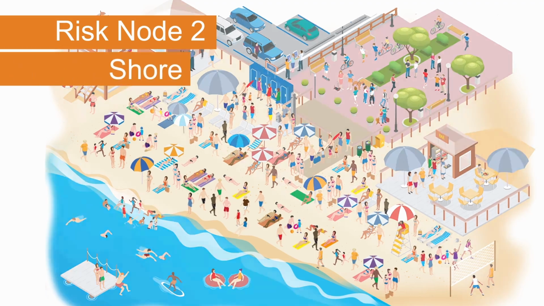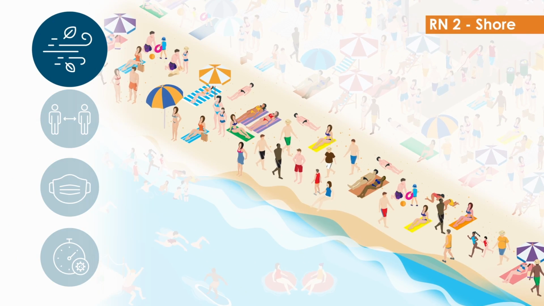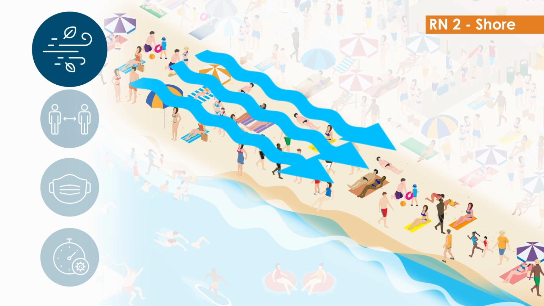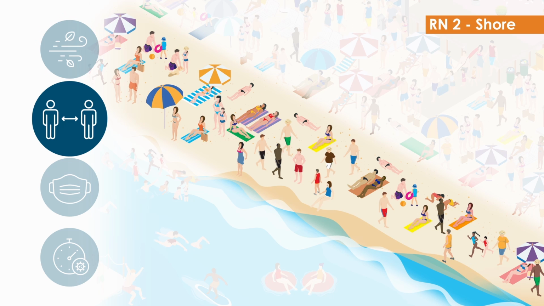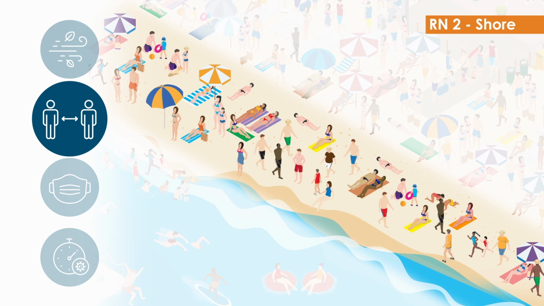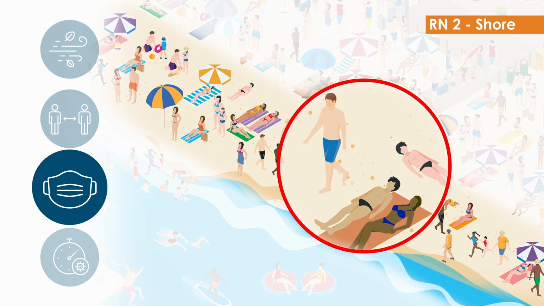Risk Node 2, Shore. As we have said before, ventilation on the beach is assured since this is an open-air space. The shore is very crowded, and many users who want to be on the front line gather there, which prevents them from maintaining the safety distance from walkers and people on the sand. Beach users do not wear face masks, and they spend most of the day there.